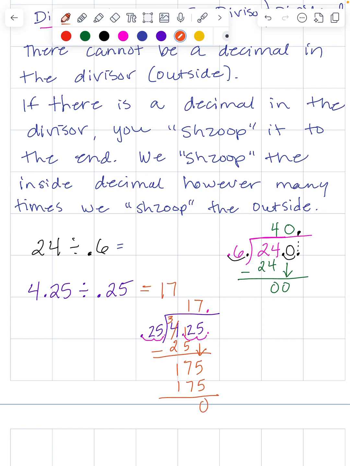So our answer here was 17. Right, which makes sense if you think about it. What that's saying to you is how many quarters, 0.25, fit into $4.25, which is 17 quarters.